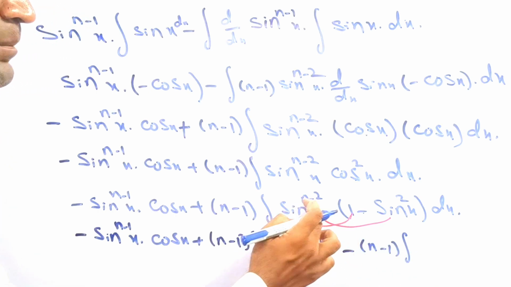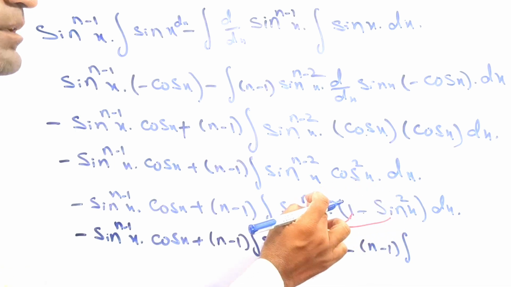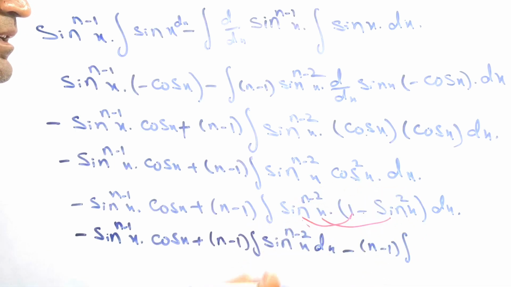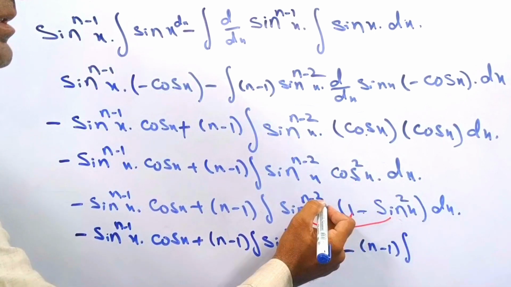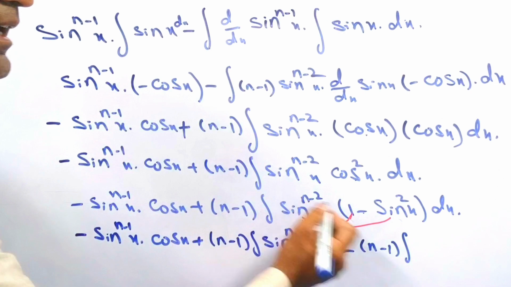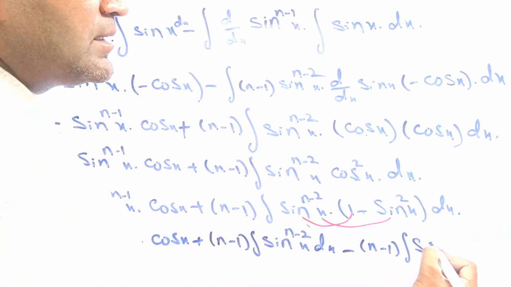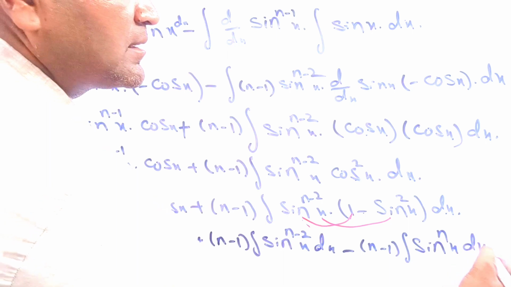Now the bases in n minus 2 are the same. If we add the powers, minus 2 plus 2 gets cancelled, then remaining will be n. So n minus 2 plus 2 means minus 2 plus 2 will get cancelled. The remaining will be only sin^n x, so here it will be only sin^n x dx.